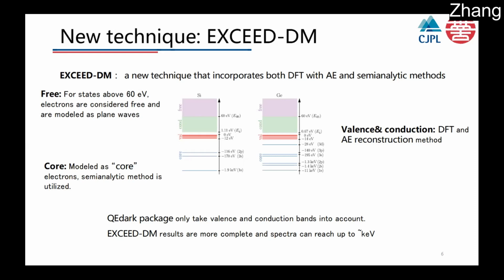And for those states that are closer to the core, they are modeled with the semi-analytic method. And for valence and conduction states, they are modeled with the DFT method, but an all-electron reconstruction is used here to retrieve the high momentum components of the wave functions. So compared with QDark, XCDM has a more complete model of all the electronic states. As a result, it predicts a more complete spectrum, and it can reach up to keV, which is considerably larger than our energy threshold, enabling us to do some analysis.